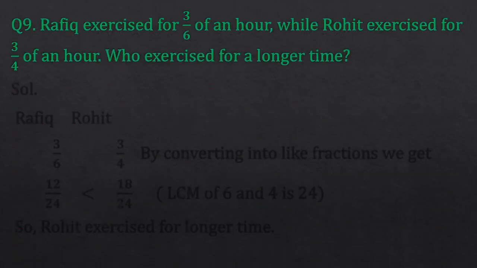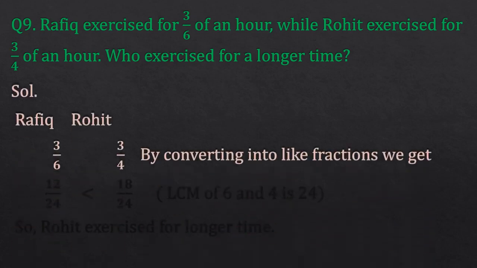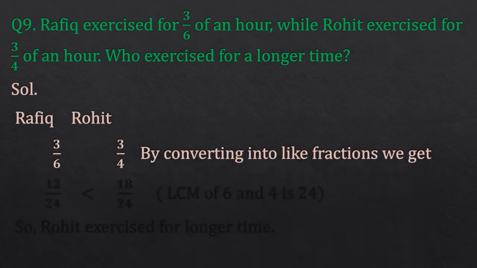Now see question number 9. Rafiq exercised for 3 by 6 of an hour, while Rohit exercised for 3 by 4 of an hour. Who exercised for a longer time? Now in this question, fractions are given for both. There is no need to change into fractions, but we will convert them into like fractions because the denominators are different. Now see, Rafiq 3 by 6, Rohit 3 by 4.